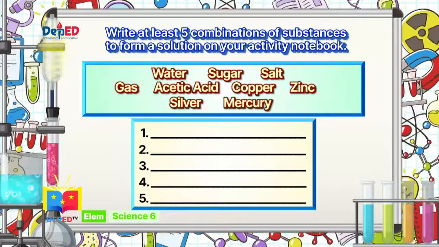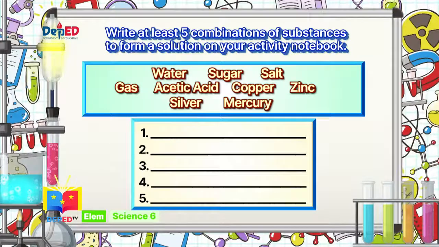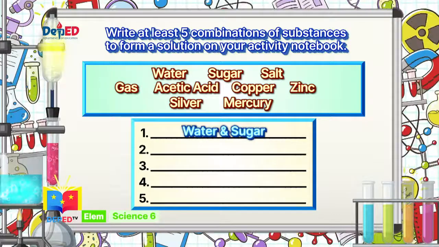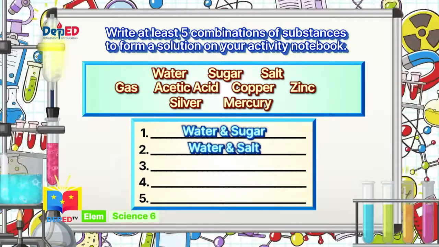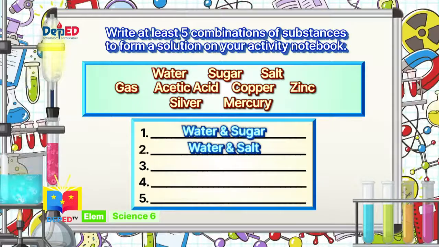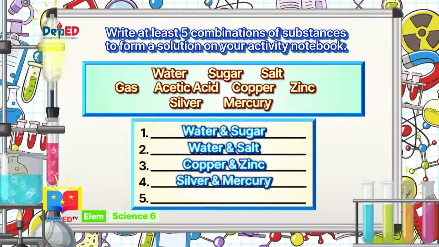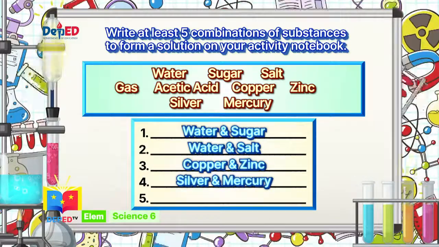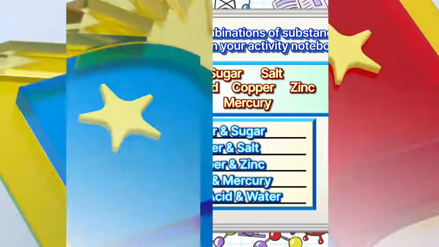These are the possible combinations of substances to form a solution. Number 1. Water and sugar. Number 2. Water and salt. Number 3. Copper and zinc. Number 4. Silver and mercury. Number 5. Acetic acid and water.